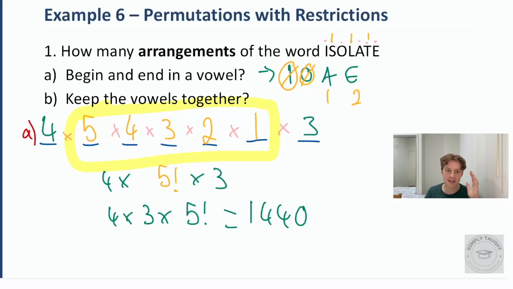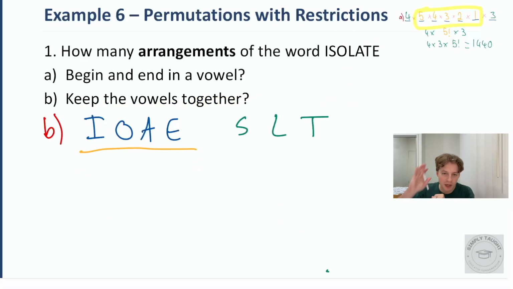So for part A, 4 ways to pick the first letter, 3 ways to pick the last letter. I have 5 letters left to choose from, 5 options, 4 options, 3 options, 2 options, 1, and I've got all my different arrangements covered. Okay, so I've tucked part A up in the corner.